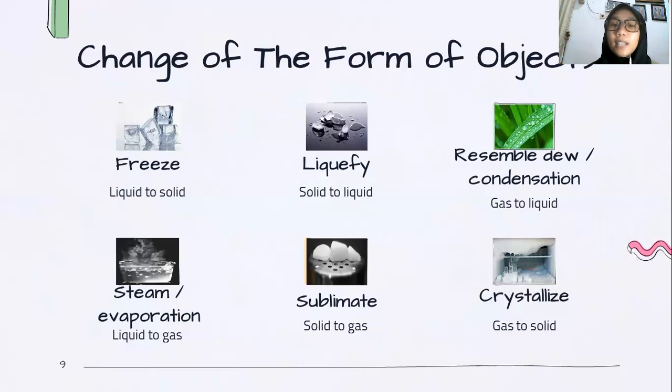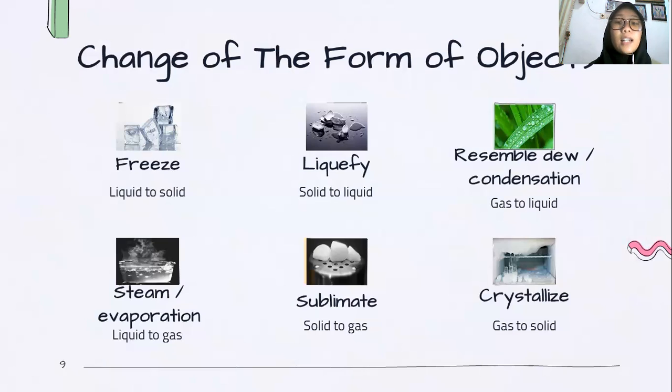Okay. Next is sublimate. Do you know sublimate? Okay. Sublimate is a change in the form of an object from solid to gas. In this process, the substance requires energy. An example of sublimate is camphor stored in the cupboard. Do you know camphor? Okay. Camphor stones, which are solid objects, will eventually run out because they turn into gas.